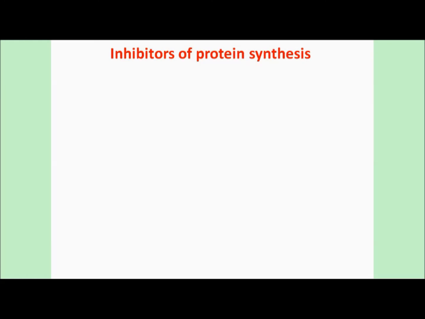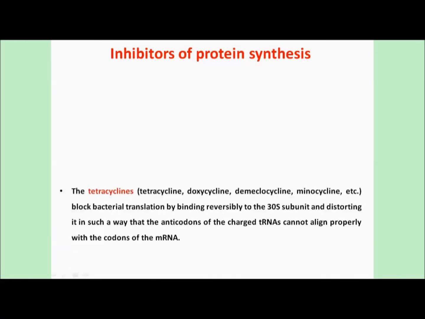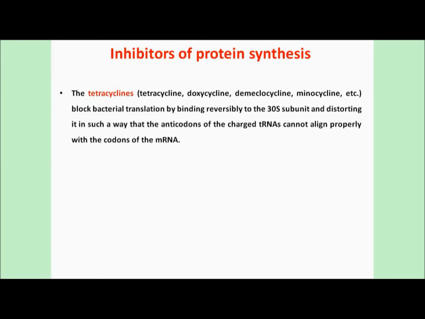Right? Now, what are the inhibitors of protein synthesis? First, the group of drugs known as the tetracyclines: tetracycline, doxycycline, demeclocycline, minocycline. These are the drugs which inhibit or block bacterial translation by binding reversibly with the 30S subunit of the ribosome, and thus it distorts in such a way that the anticodons of the charged tRNA cannot align properly with the codons of the mRNA. So you can use these tetracycline drugs against the prokaryote.